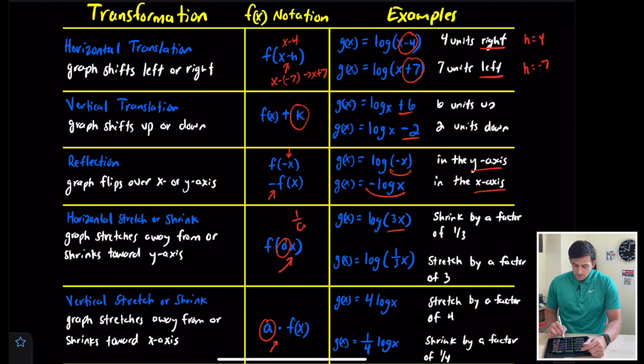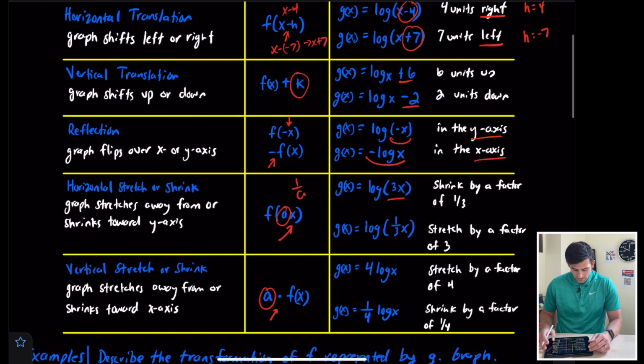Okay. The next one is g of x equals log base 1/3 of x. And that's going to be a stretch by a factor of 3 because 1 over 1/3 would be 1 divided by 1/3. Well, that'd be 1 times 3. So we get 3, okay? And vertical stretch and shrink is what it looks like. We're going to stretch away from or shrink towards the x-axis. And that multiplication is going to be located outside of our log. So 4 times log of x is just going to be a stretch by a factor of 4. And 1/4 log of x is going to be a shrink by a factor of 1/4, okay?